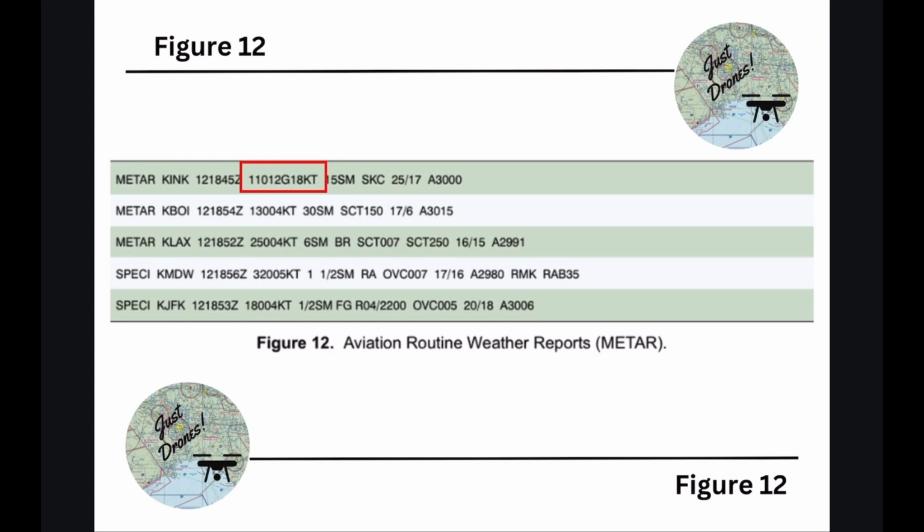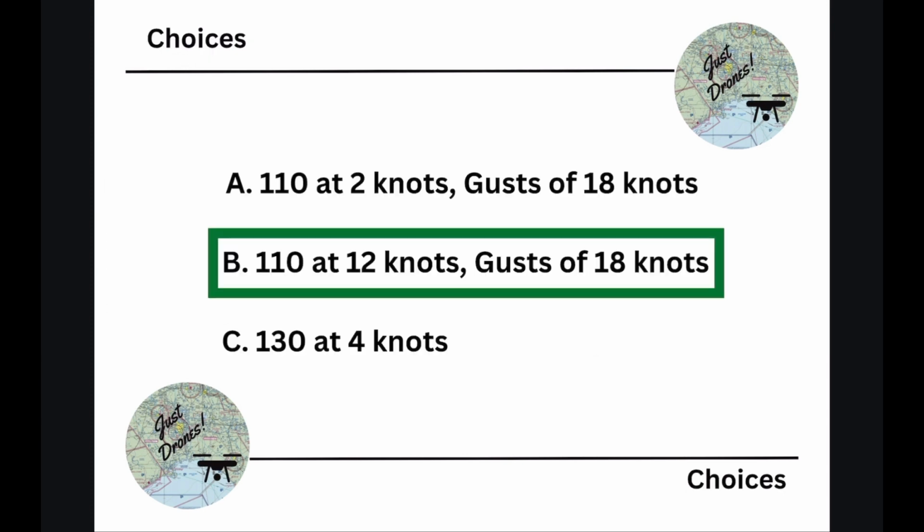So going back to the possible answers, we could throw away C, obviously. It's not even close to 110, it's 130 at 4 knots. There wasn't even a 4 mentioned in that wind observation. Now we look at A and B. 110 at 2 knots, well, it's not 2, it's 12. So make sure you read it all the way through. Don't just skim it. You might miss a number. So it's 110 at 12 knots, gusts of 18 knots.